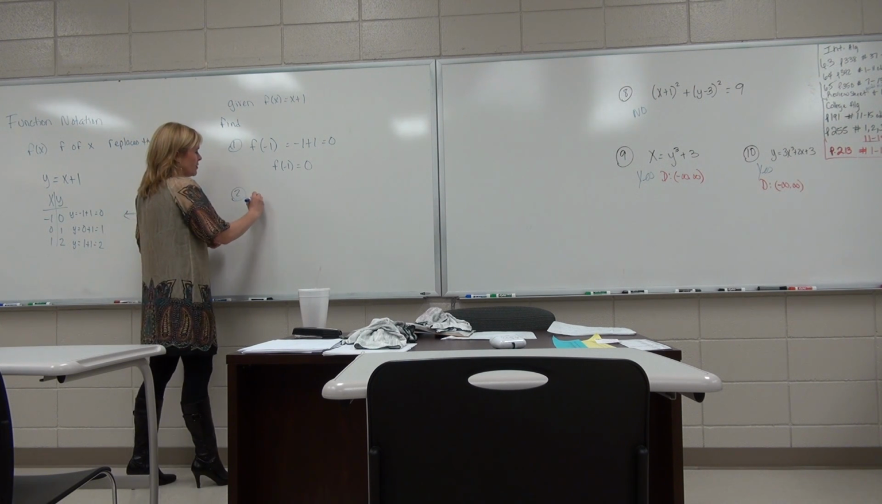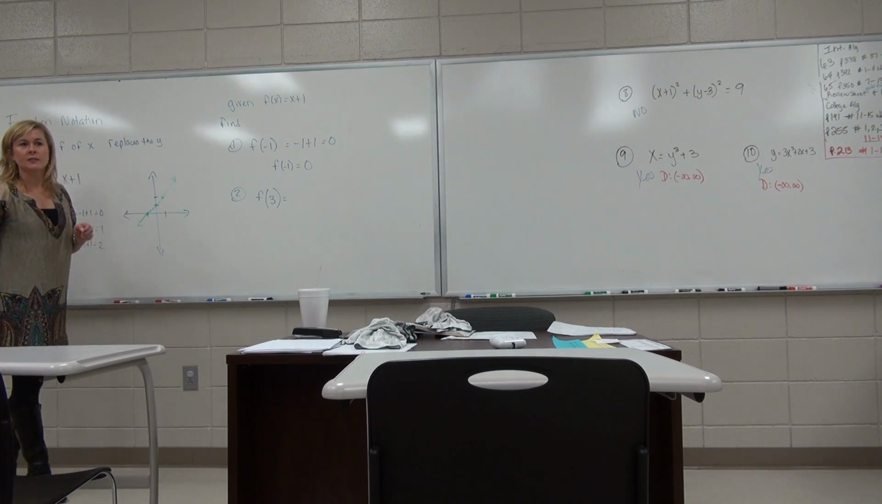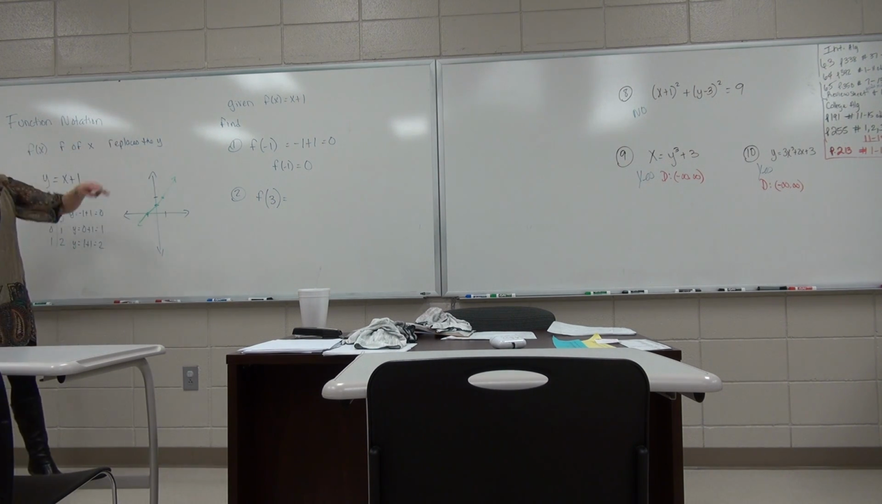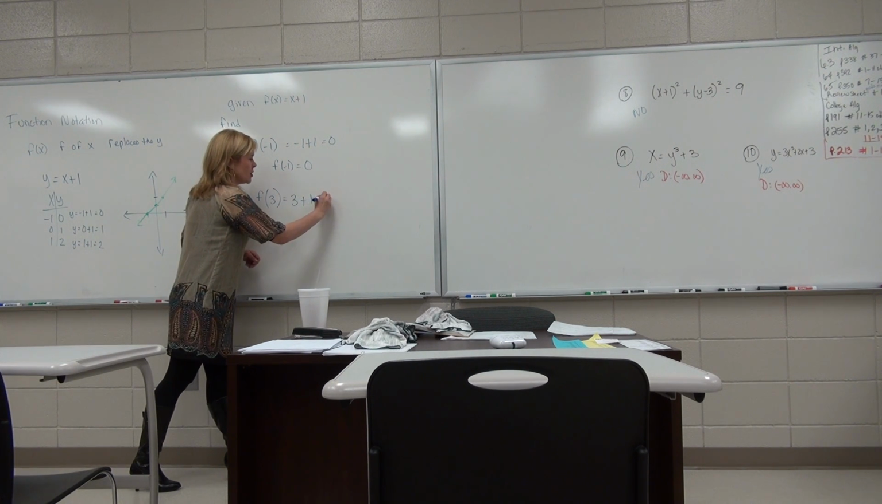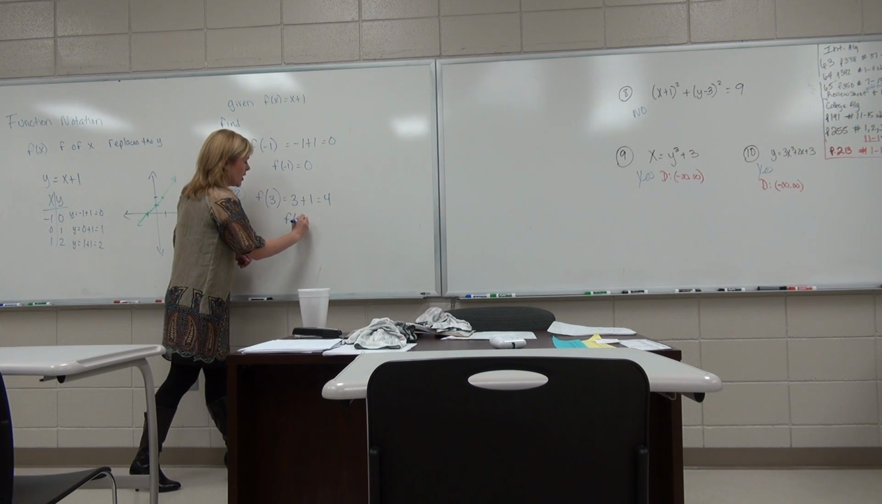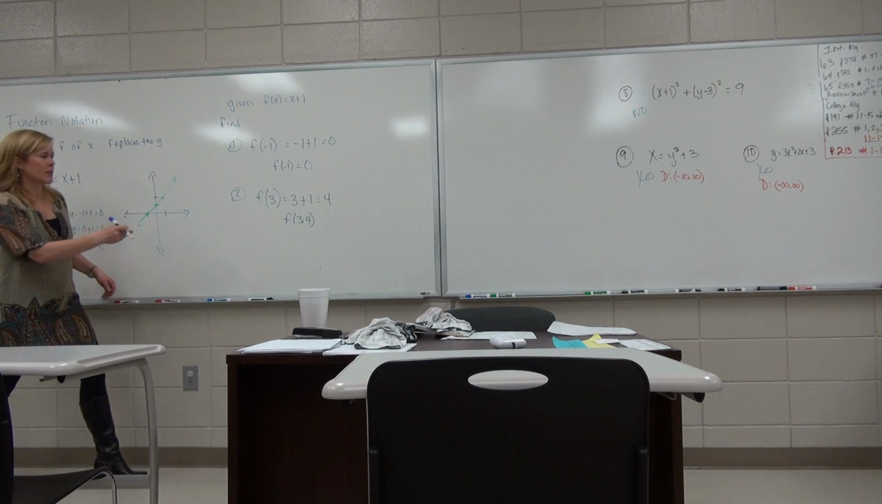Number 2, if I was asked to find f of 3, how would you find f of 3? Put 3 where x is. Right where there's an x, you put a 3 in its spot. So that'll be 3 plus 1, which is 4. So f of 3 is 4. And do you agree that that's a point on, oops, hold on, I just wrote that back.